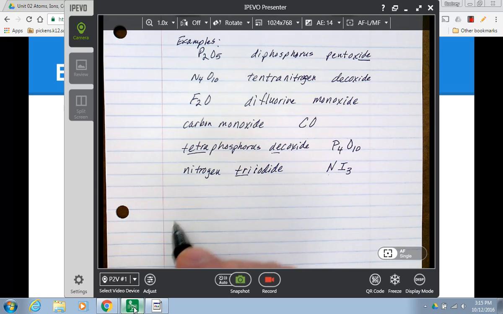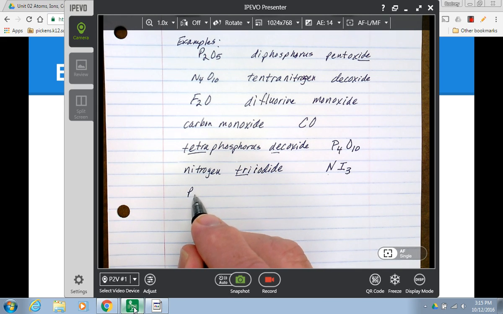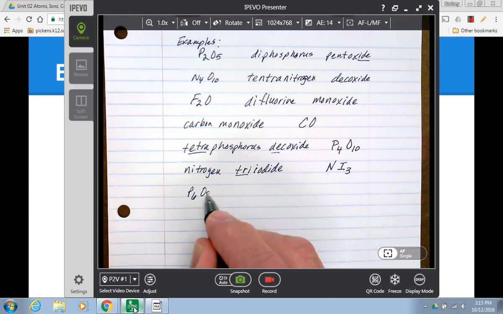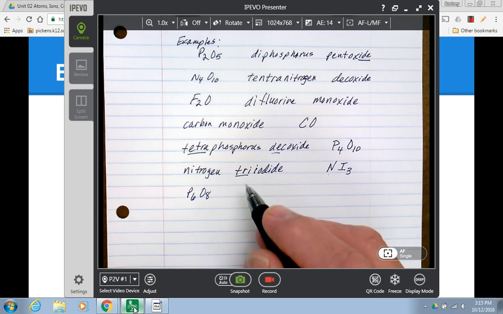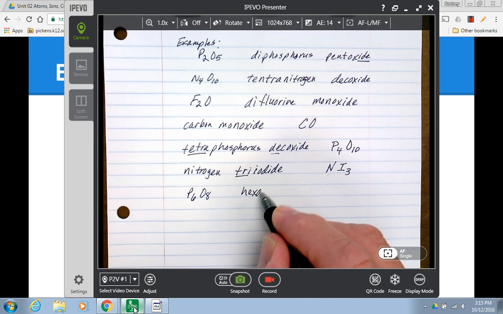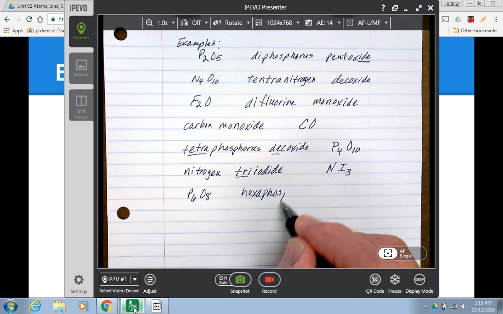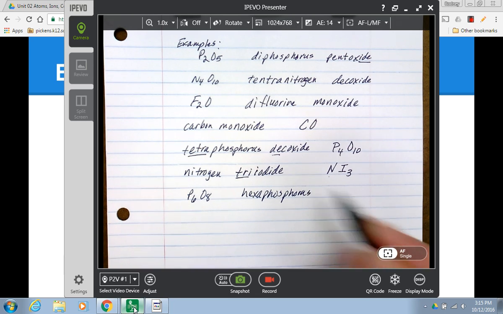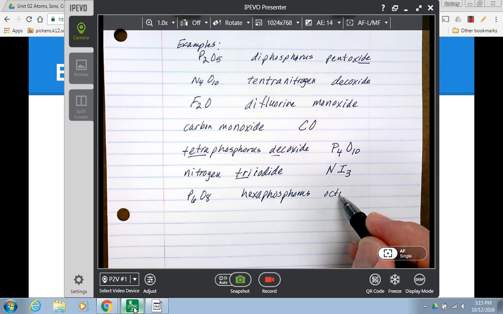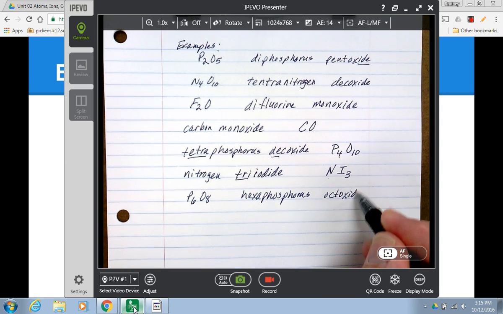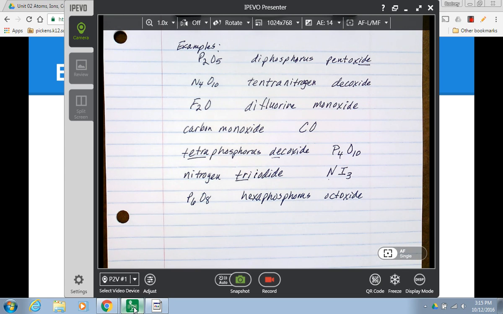Here are a few more examples. Let's go back to formulas. Let's do P6O8, and let's name that one. So again, we have phosphorus, and we have 6. So 6 is hexa. So we have hexaphosphorus, and then we have oxygen, and we have 8 of those. So that is octaoxide. That's kind of a hard one to say, octaoxide, all right.